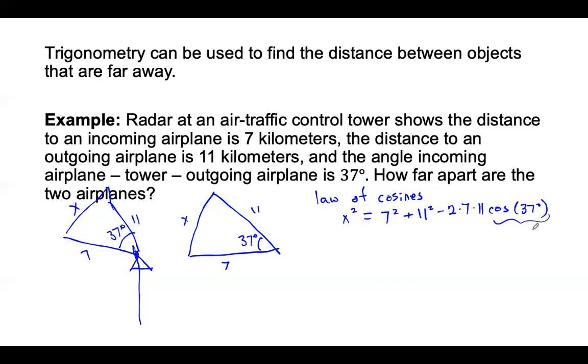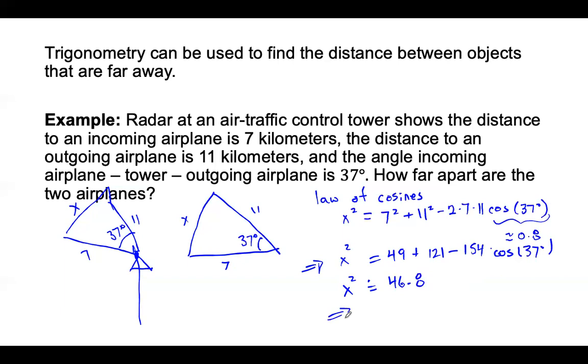The cos of 37 is approximately equal to, let's say, 0.8. So this will be equal to 49 plus 121 minus 154 times cos of 37 degrees. We just compute this number. We get x squared is approximately 46.8, which means x is equal to 6.8.